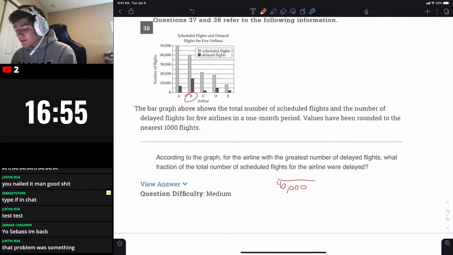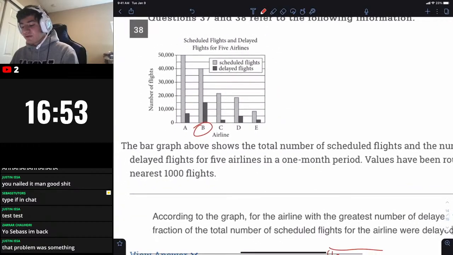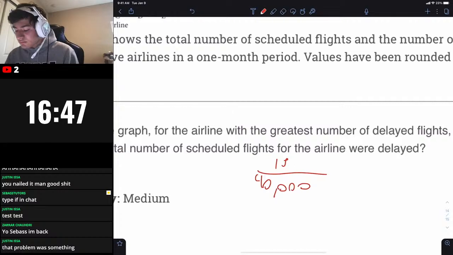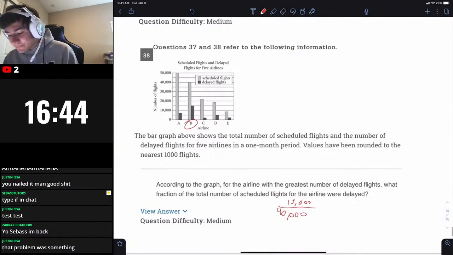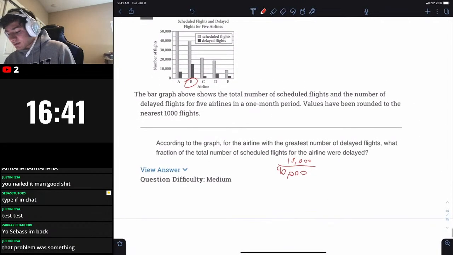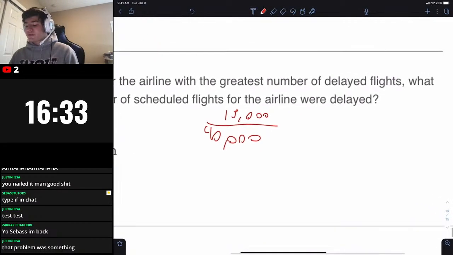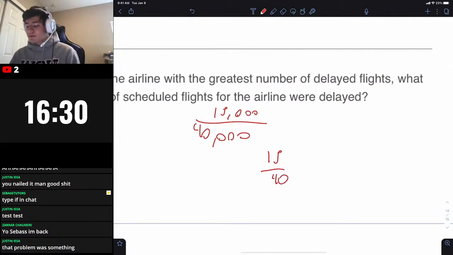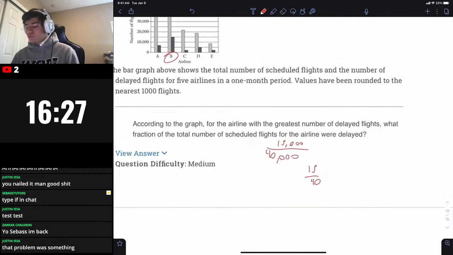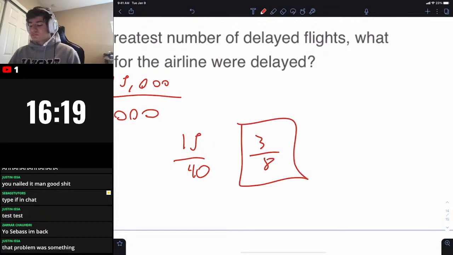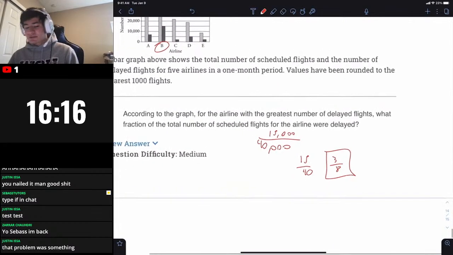And then that is going to be something over 40 grand. So the delayed flights here is 15,000, I guess. Right. Yeah. What fraction of the total number were delayed? Yeah, this is right. I'm going to go ahead and cancel, so it's 15 over 40. We can divide by 5. So we get 3 over 8. That's the answer. 16 minutes left.